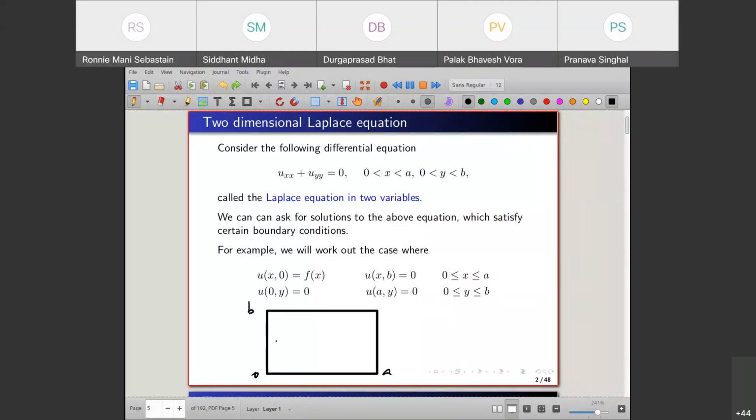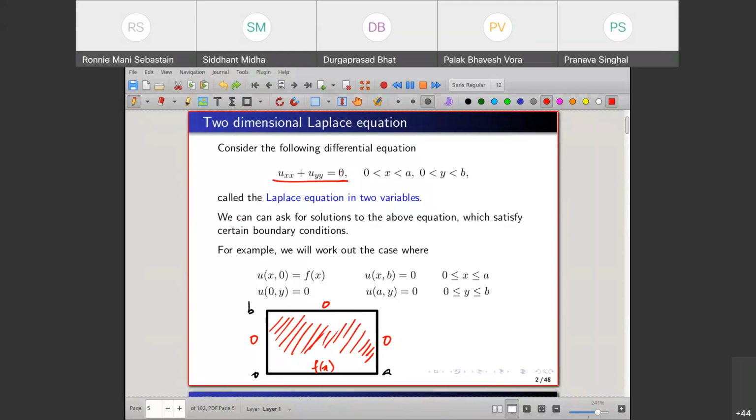So in this example, we want u of 0 comma y to be 0. So the function should be 0 here. Let me mark this in a different color. It should be 0 on this boundary. On x comma 0, it should be f of x, and here it should be 0. And it should be a nice function inside this region. Nice meaning it should be twice differentiable, and it should satisfy this differential equation.